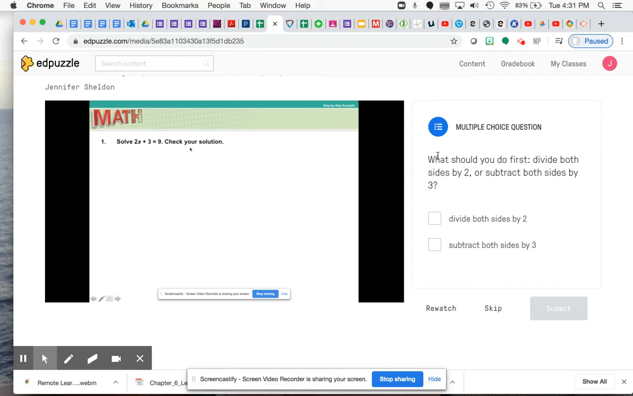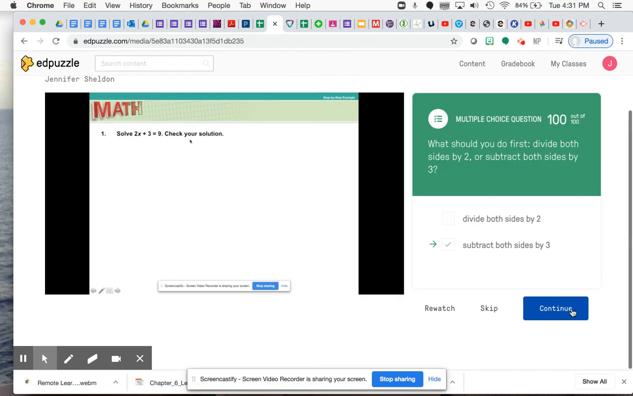All right, so another question on the side. What should you do first? Divide both sides by 2 or subtract both sides by 3? The actual equation is 2x plus 3 equals 9. Our rules tell us that we need to undo addition first, so we need to subtract both sides by 3. So I'm going to hit submit. I am correct, and then I'm going to continue.